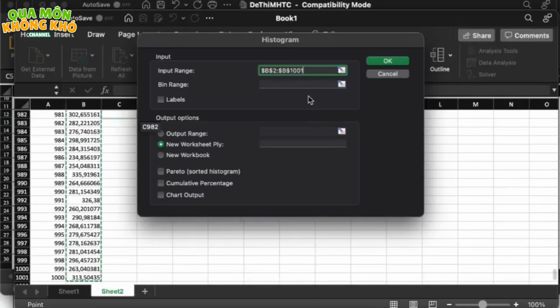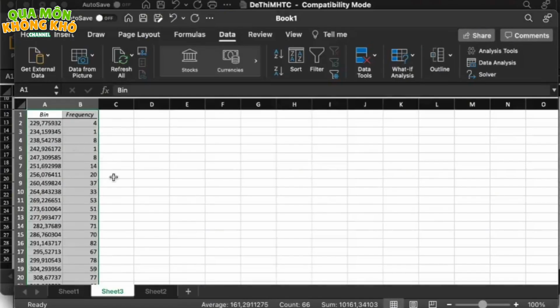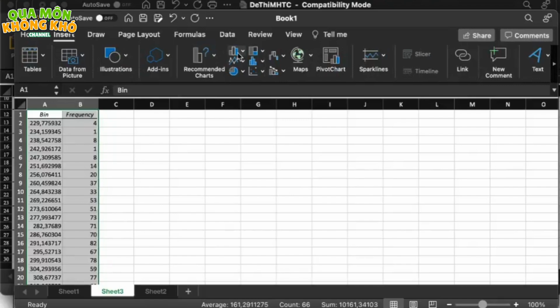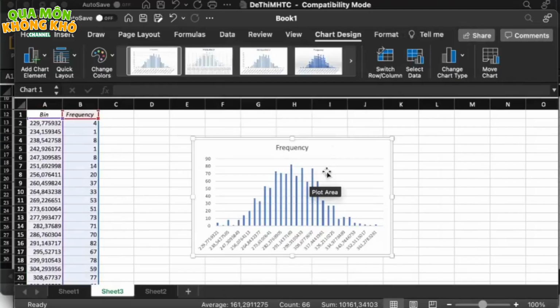On 1000 MPV here, and click OK. So the histogram will transform your MPV from the lowest to the highest with the frequency of each MPV you calculated. And then you just insert the bar chart, the column chart. You can have the histogram.